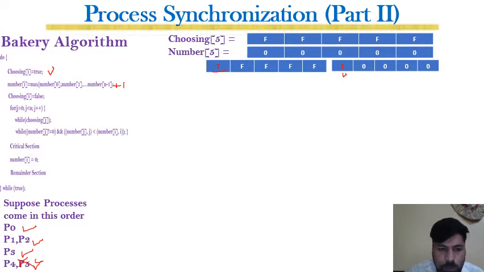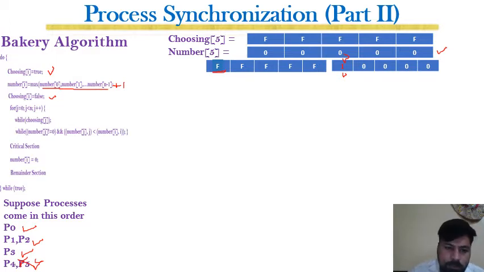This will be equal to the maximum number in the array. So the maximum number is 0. You can see here that all are 0, plus 1. So it will become 1. And you can see here that number at 0 becomes 1, right? And now at this step, in the second step, choosing at i becomes false. So this one that was true previously now becomes false.